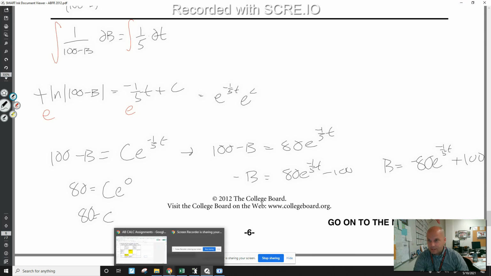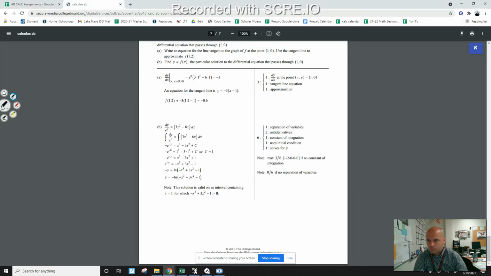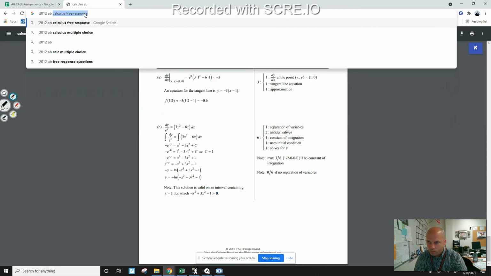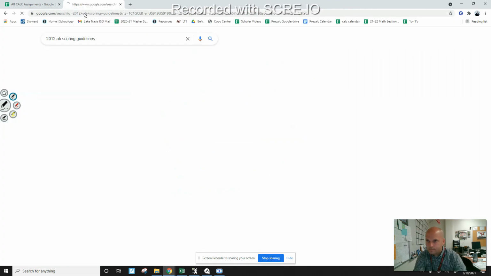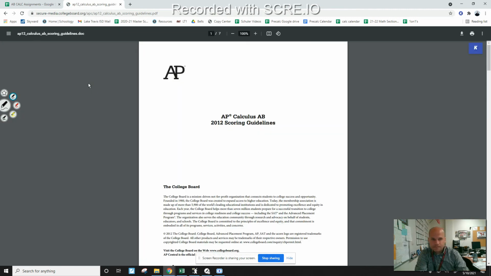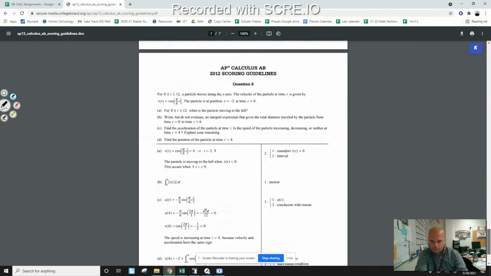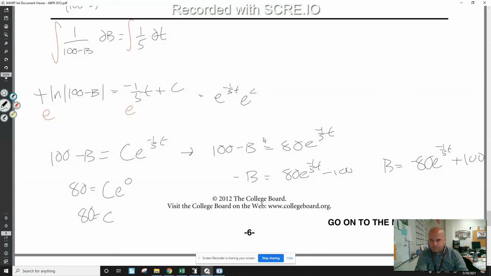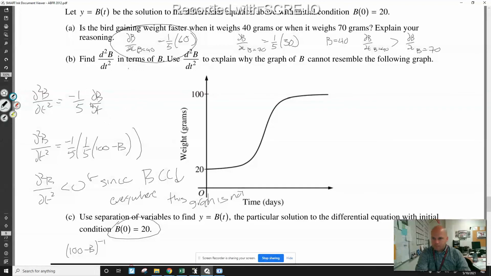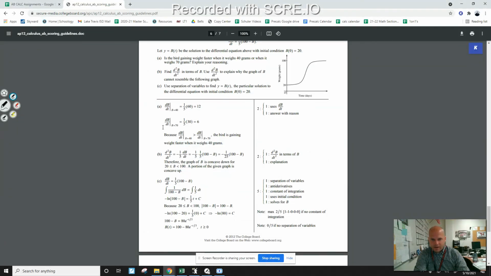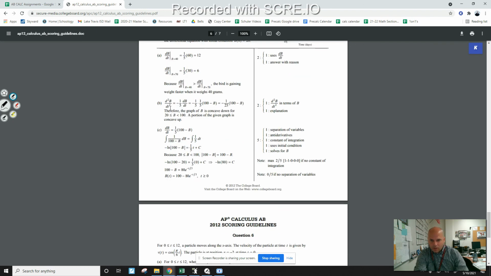Okay, let's see how we did. 2012, number 5. Okay, comparing dB/dt at 40 and 70. dB/dt at 40 is greater than dB/dt at 70. Exactly what I said, 2 points. Getting the second derivative correctly, where you have negative 1/5 dB/dt. We get that the second derivative is negative.